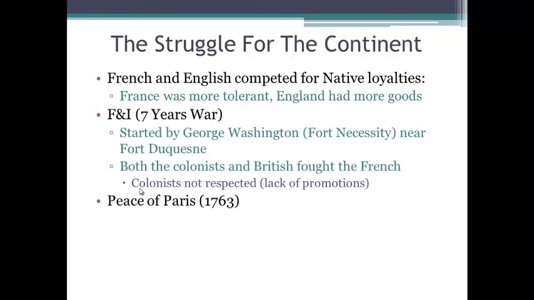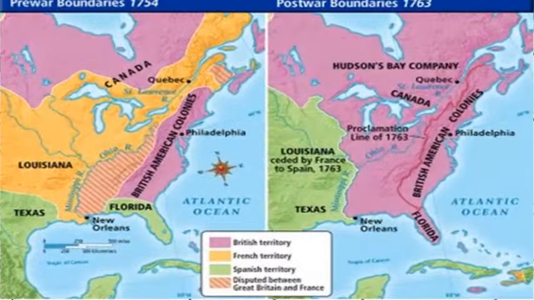The end of the French and Indian War is settled by the Peace of Paris of 1763, and France is essentially removed from North America. If we take a look at this map, you'll see that there's lots of orange. That's where the French had all territory in 1754 and before, and the purple is the British.